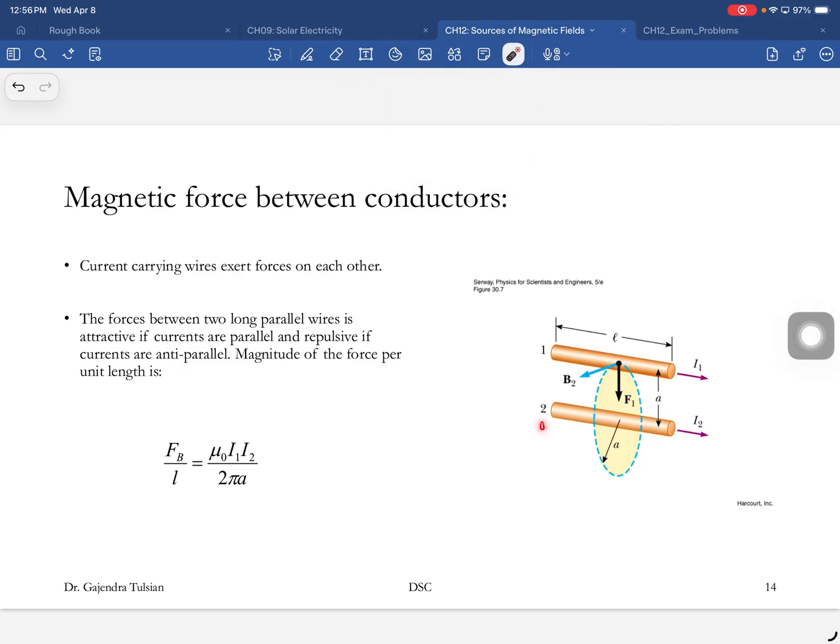Let's have 2 wires carrying currents. What is a current? Moving charges. So in this wire, you have moving charges. That will produce magnetic fields. Where does it produce a magnetic field? Everywhere around it. So these produce a field everywhere around it.